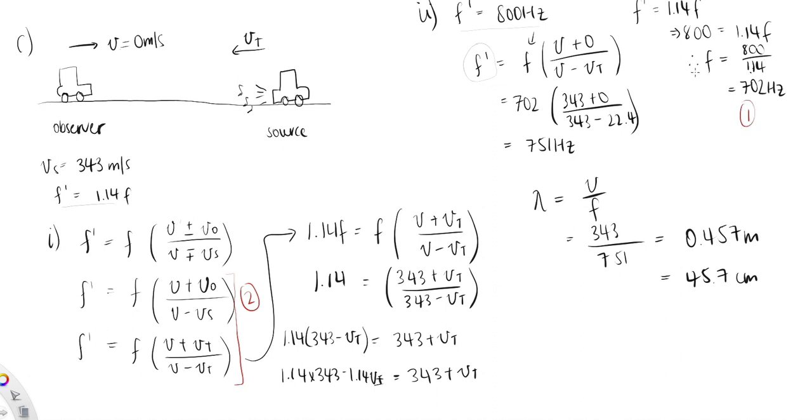So for this question, if you correctly worked out that the frequency of the horn is 702 hertz, you got a mark for that. If you got this formula here, with the subbed in values correct, you got a mark for that. If you got the correct answer out, you got another mark. And then finally, if you worked out what the wavelength is, you got another mark.